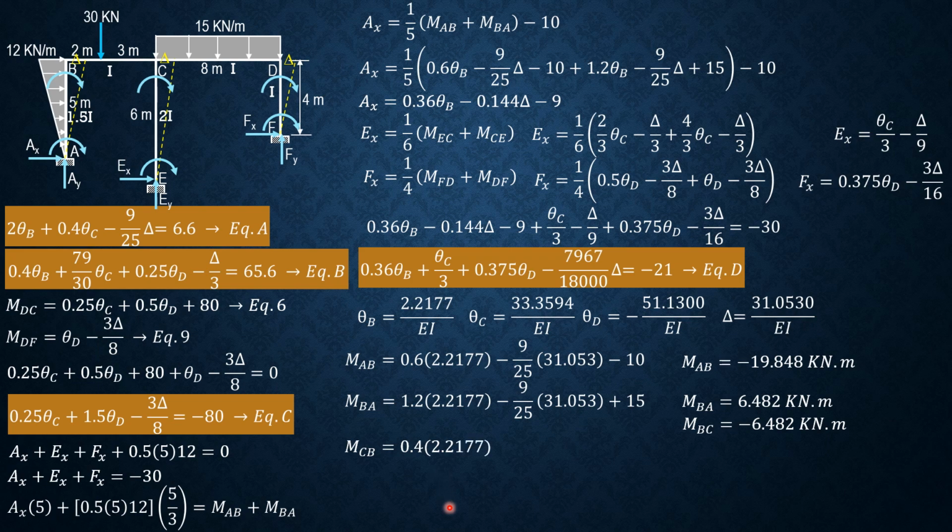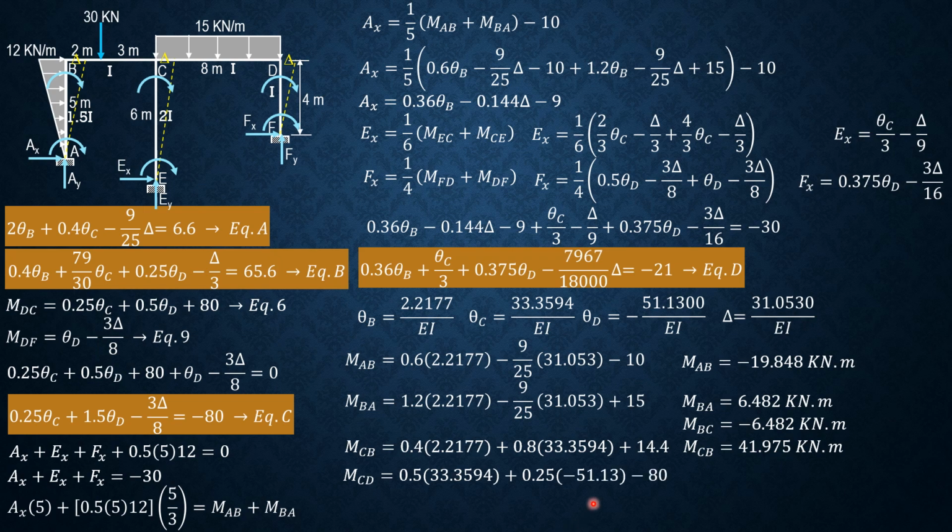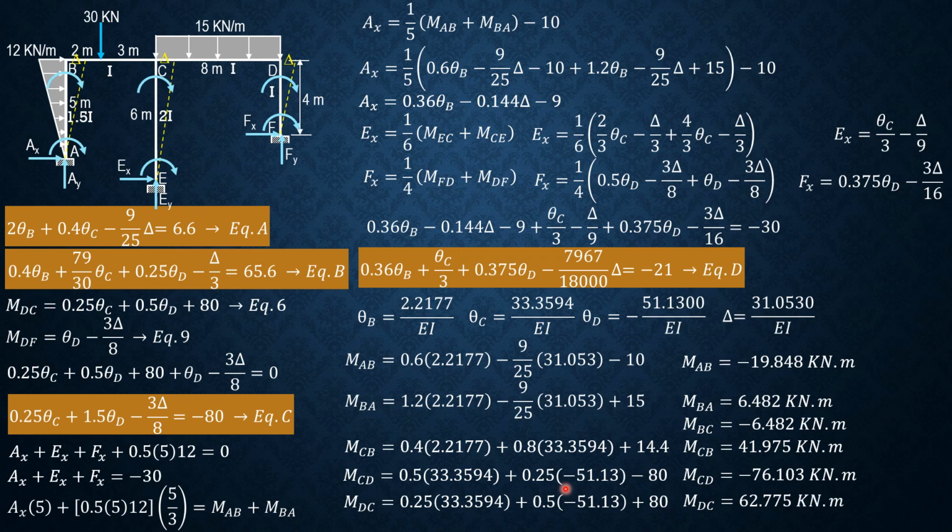MCB is 0.4 of 2.2177 plus 0.8 of 33.3594 plus 14.4. MCB is 41.975 kilonewton meter. MCD is 0.5 of 33.3594 plus 0.25 of theta D, negative 51.13, minus 80. So MCD is negative 76.103 kilonewton meter. MDC is 0.25 of 33.3594 plus 0.5 of negative 51.13 plus 80. So MDC is 62.775 kilonewton meter. So that means that MDE is negative 62.775 kilonewton meter.